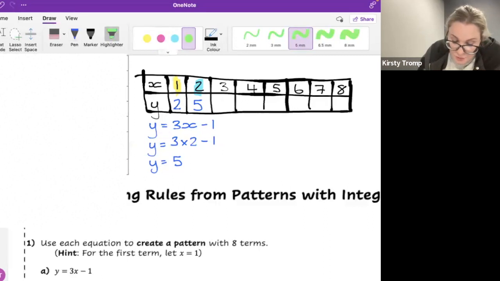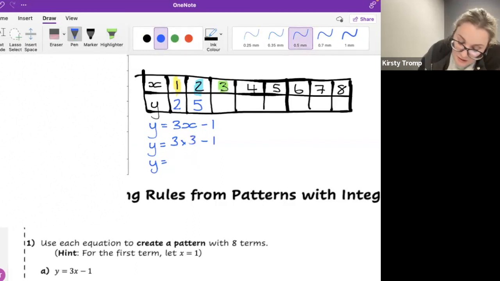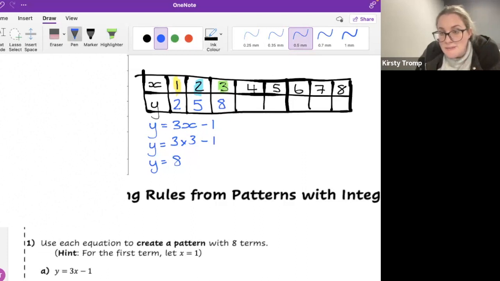I'm going to do one more with you. I'm going to say x equals 3. So instead of seeing x, I'm going to see 3. So 3 times 3 is 9, and 9 minus 1 will give me 8. So on the bottom, I'm going to see 8.